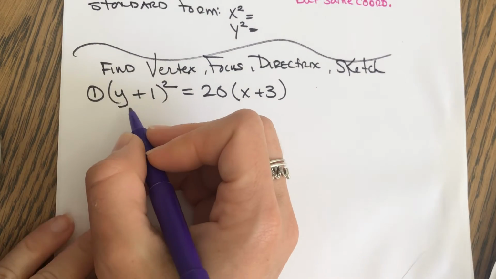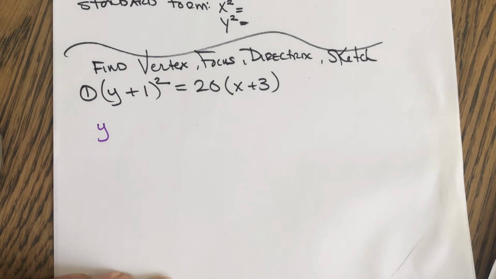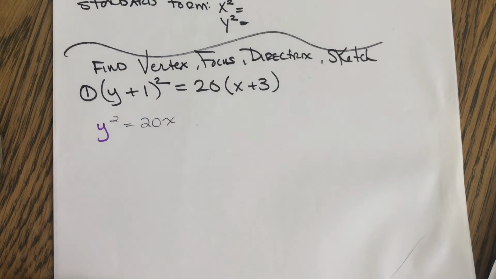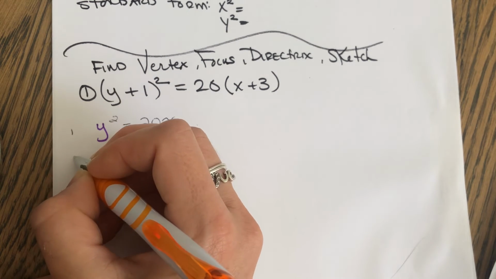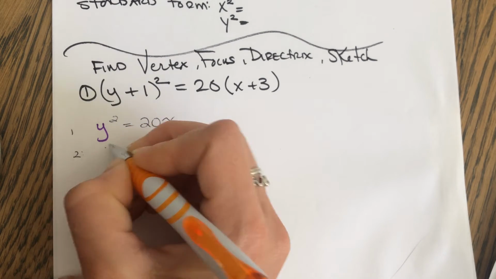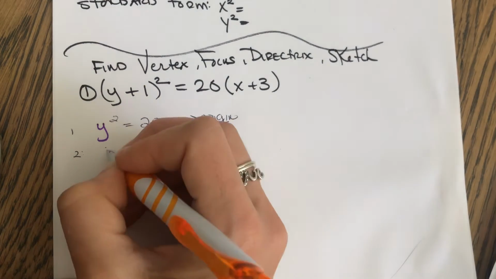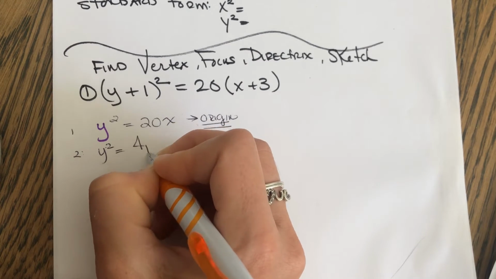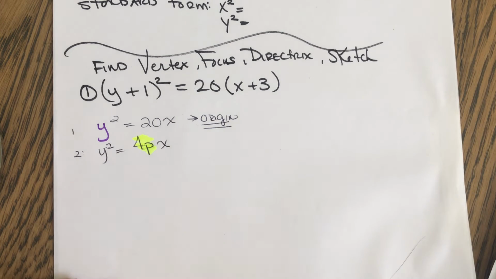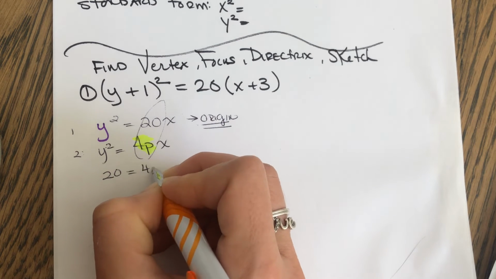Your first thing you want to do, remember, is to rewrite before the shift. So if I rewrite before my shift, it would be y squared equals 20x. Then your second step is we want to find all of our values, as if it was at the origin. So now I'm reviewing your origin notes. Remember we wrote y squared equals, always fill in 4px. So when we're solving, we look here, 20 equals 4p.